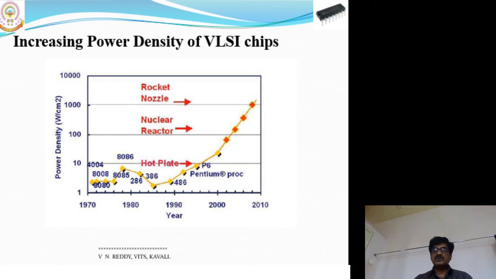If you observe this slide, in Pentium 6 almost the amount of heat generated is equal to the heat of a hot plate. That much heat you can observe in the Pentium 6 processors. So a high amount of heat is generated because of reducing the size of the device. When the device size is reduced, a larger number of devices are placed within the given area.